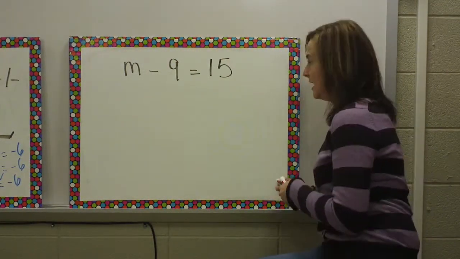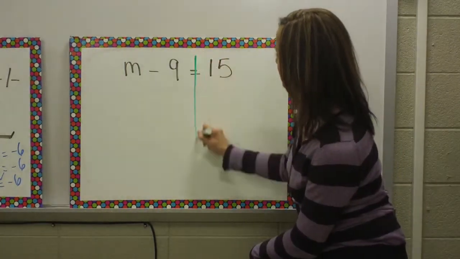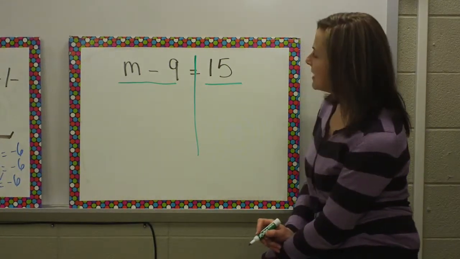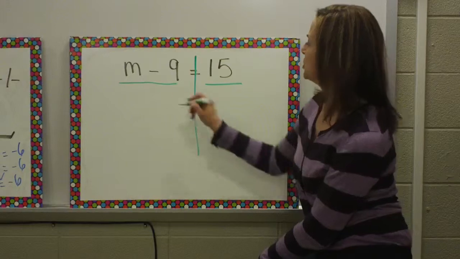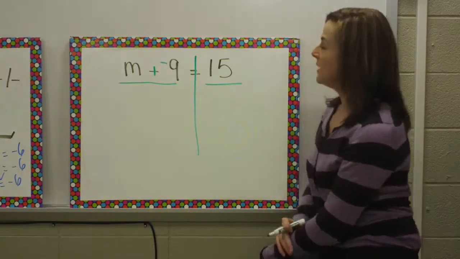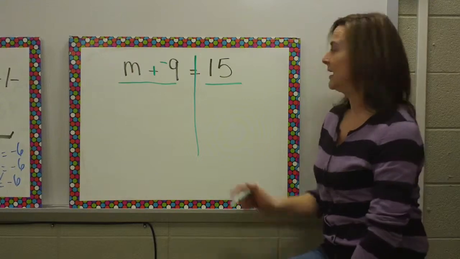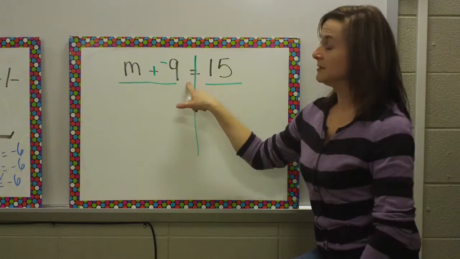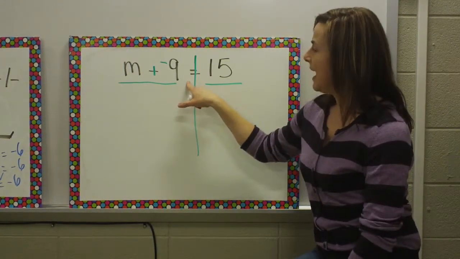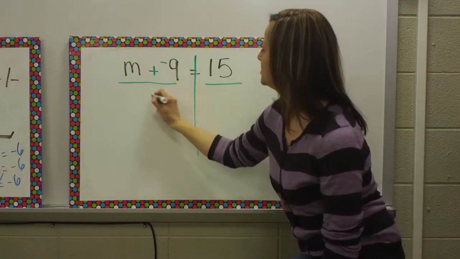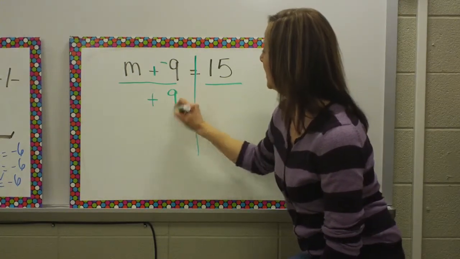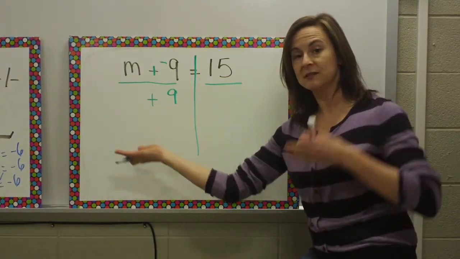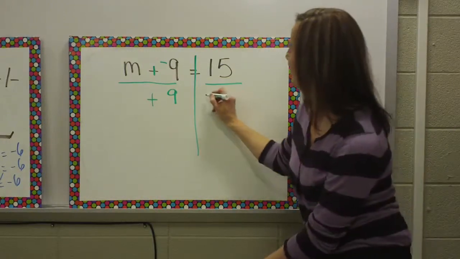So the very first thing that I'm going to do is I'm going to create my scale on the paper. This side has to equal this side. The next thing I want to do is I want to KFC, keep flip change if I see any subtraction. So now my equation reads m and a -9 equals 15. Well, just like in our model, I want to cancel out the -9 by adding the opposite. And so I'm going to add +9 to this side. Well, remember, if I add 9 to this side of the scale, it's going to be uneven. So I have to balance it by adding 9 to this side.